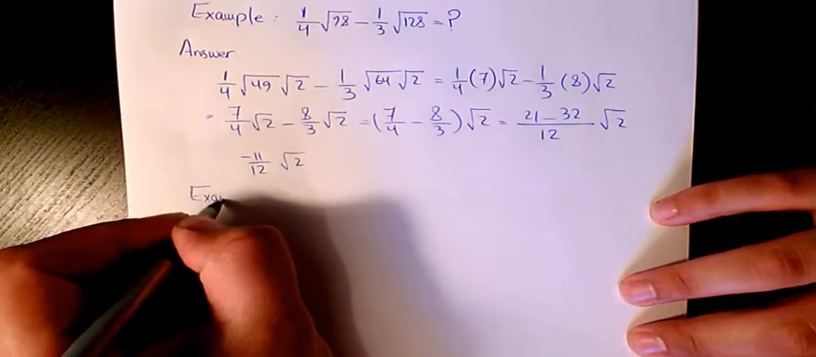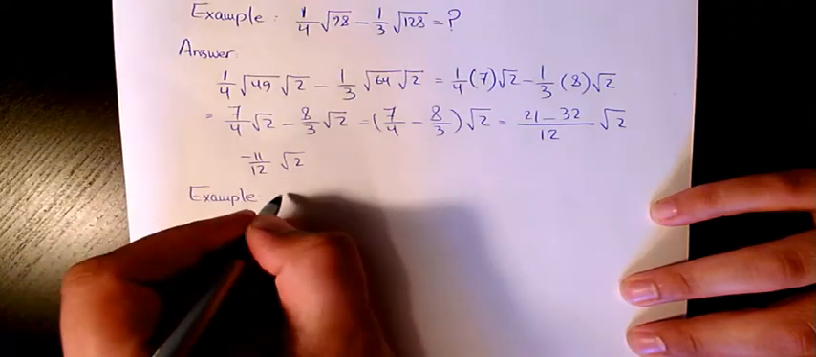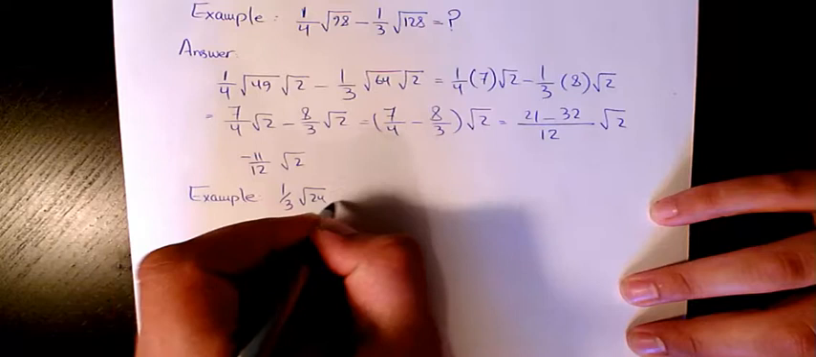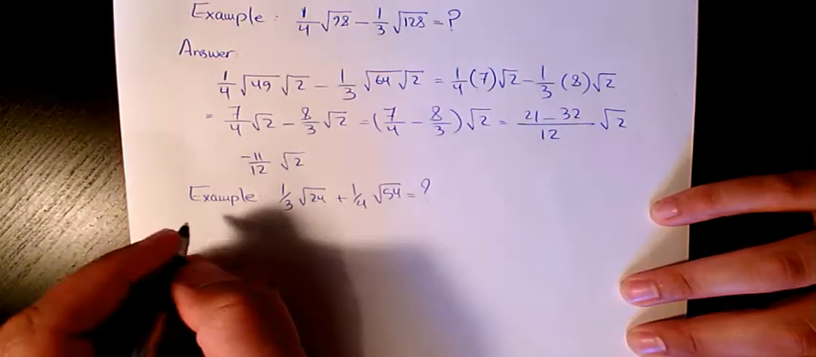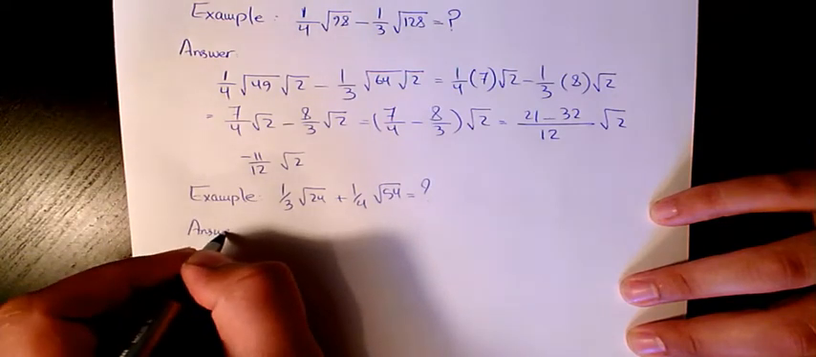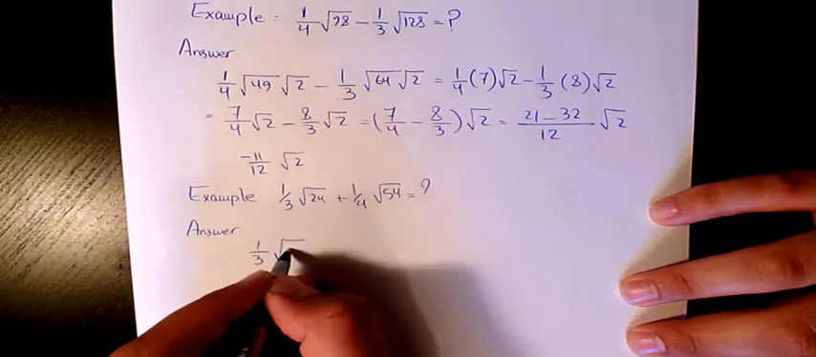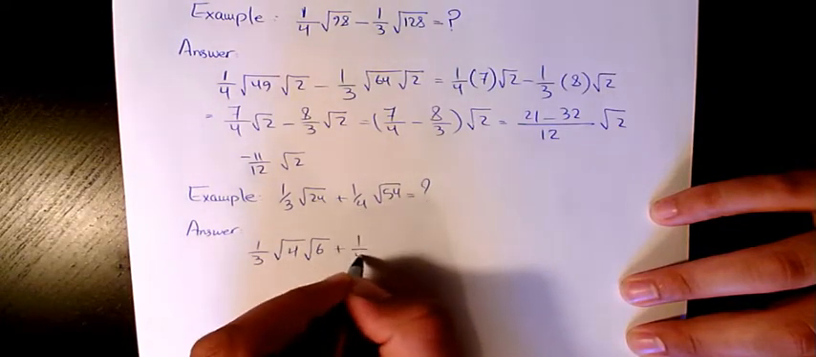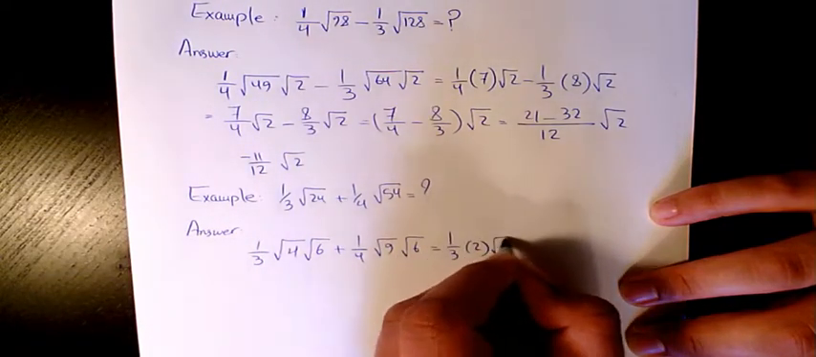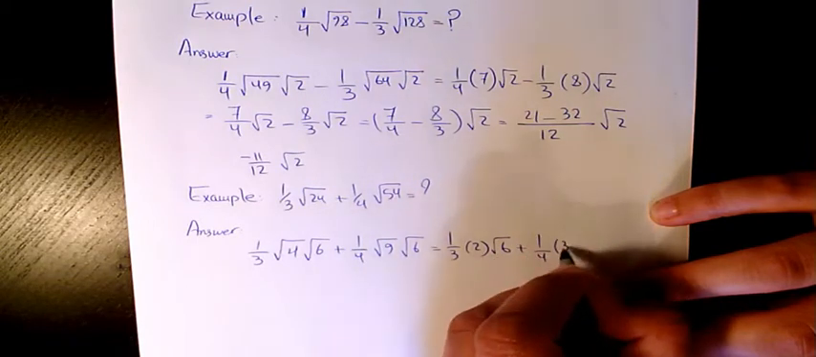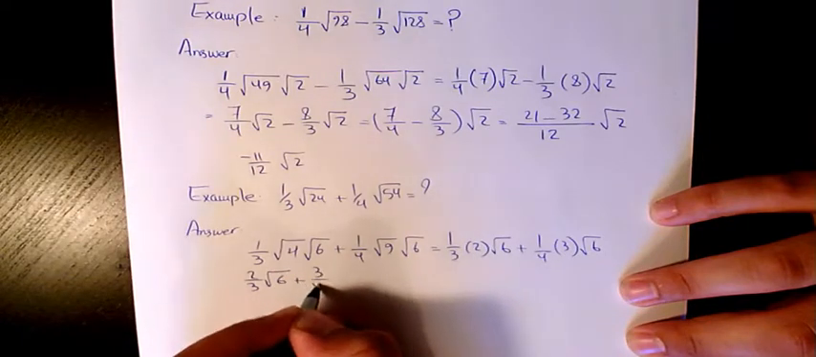Next example, 1/3 root 24 plus 1/4 root 54. The answer is 1/3, 4 root 6, plus 1/4, 9 root 6. So 1/3 2 root 6 plus 1/4 3 root 6, which would be 2/3 root 6 plus 3/4 root 6.